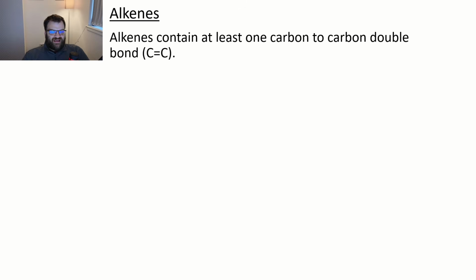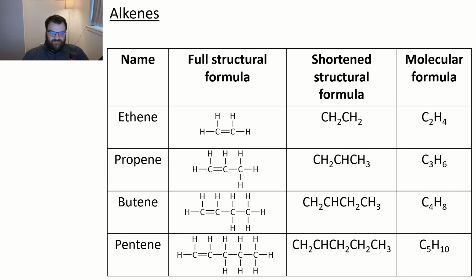Next, we move on to our second homologous series, the alkenes. Alkenes contain at least 1 carbon to carbon double bond. It's important to say that because other chemicals will have a carbon to, say, oxygen double bond, which is a little bit different. Here are the diagrams for each of the first 4 alkenes.